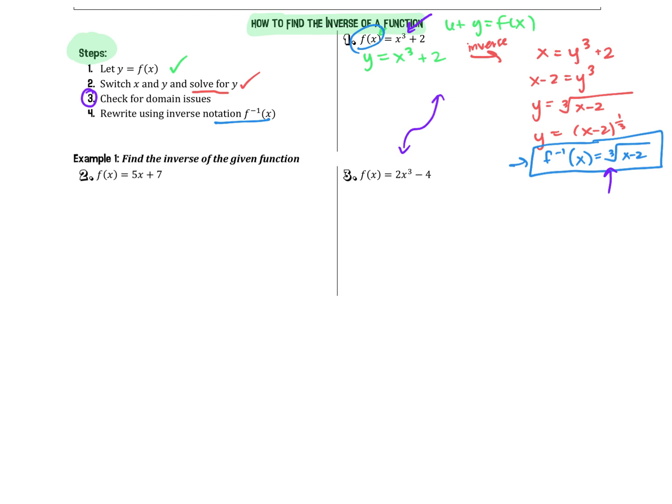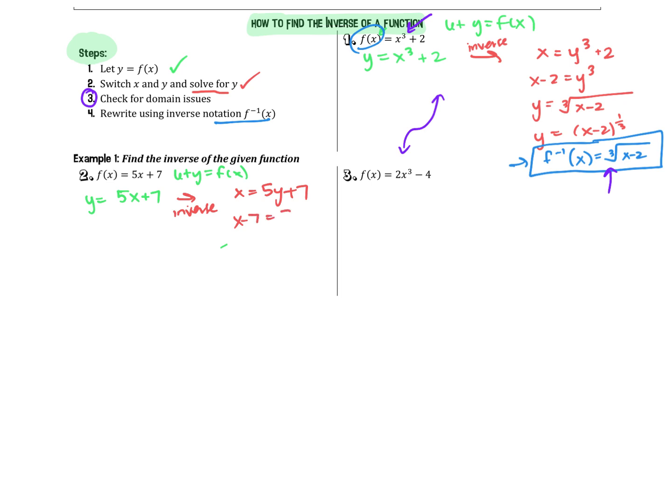Okay. I'm going to go ahead and work through number 2 with you, and then I'm going to encourage you to try and do number 3 on your own. So the very first thing I'm going to do is say let y equal f of x, so that I can start by flipping x and y. It doesn't really make sense to talk about flipping x and y if there is no y. So x is going to equal 5y plus 7. And then I'm going to solve for y.